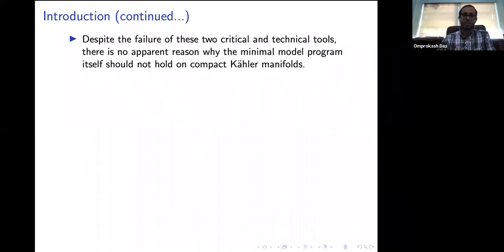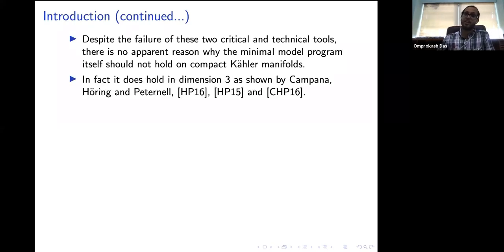Okay. But despite the failure of these two critical and technical tools, both of which are very crucial for MMP, there is actually no apparent reason to believe that the MMP itself should not hold on compact Kahler manifolds. By which I mean that those two things give a sufficient way of constructing the minimal model program, but they are not necessary conditions for it. In fact, it does hold in dimension 3, as shown by Campana, Höring, and Peternell.